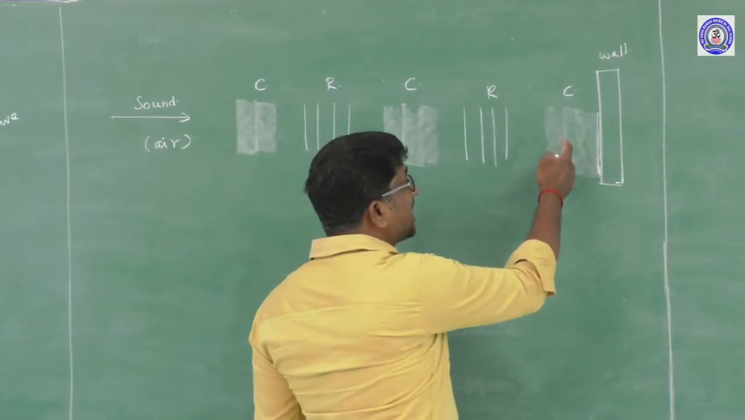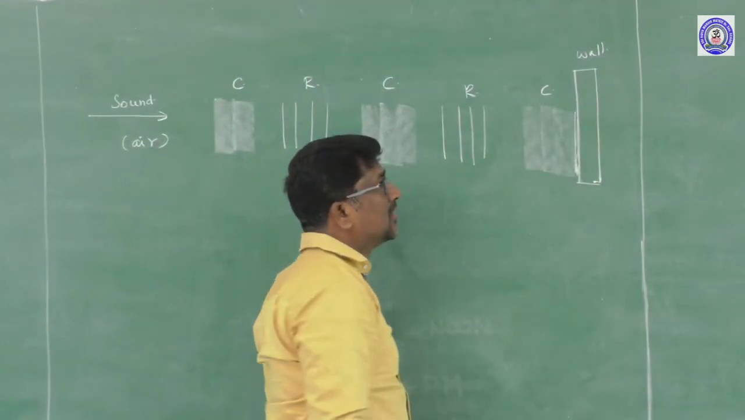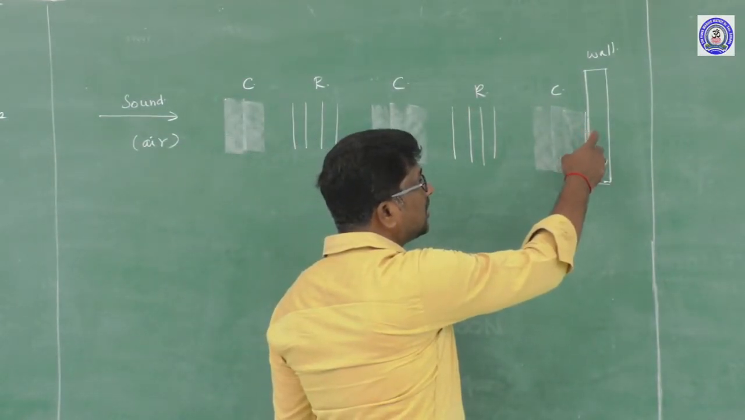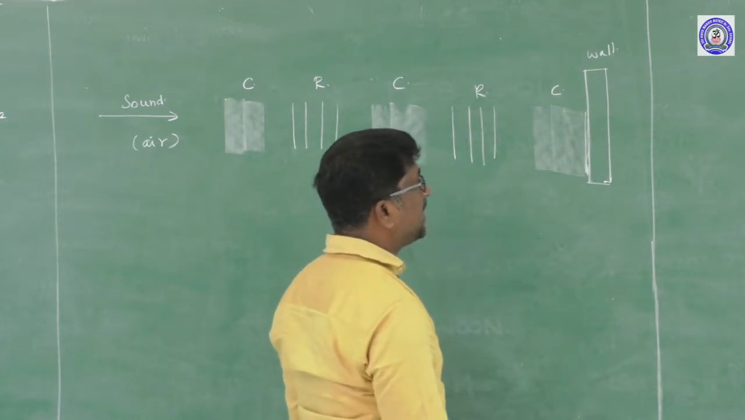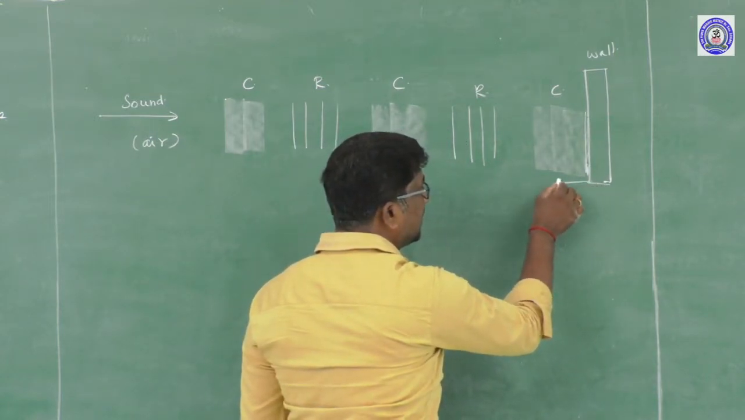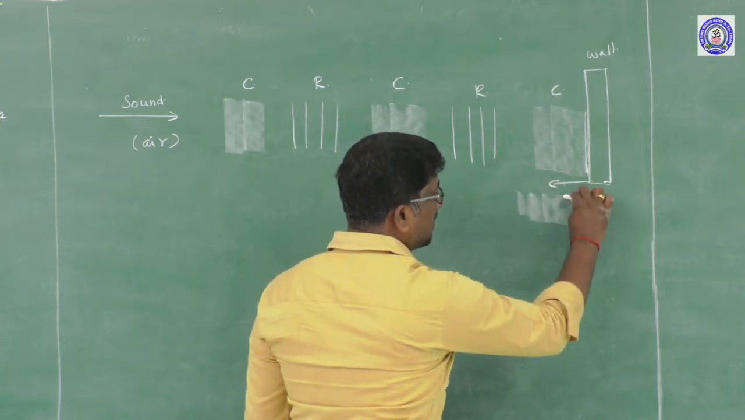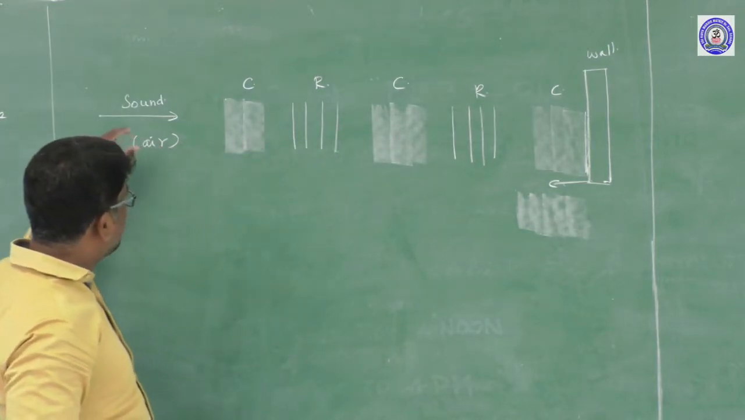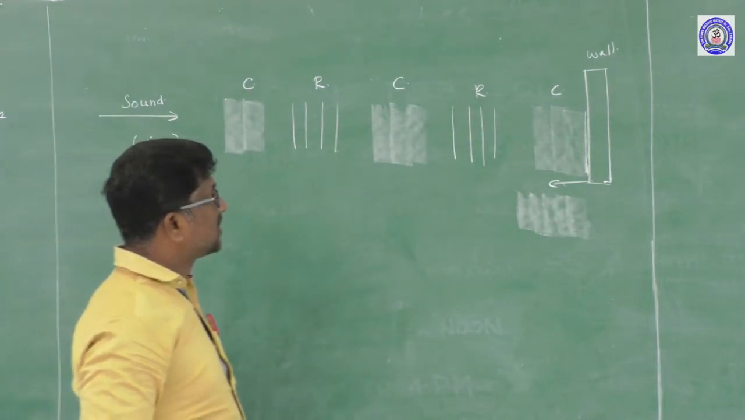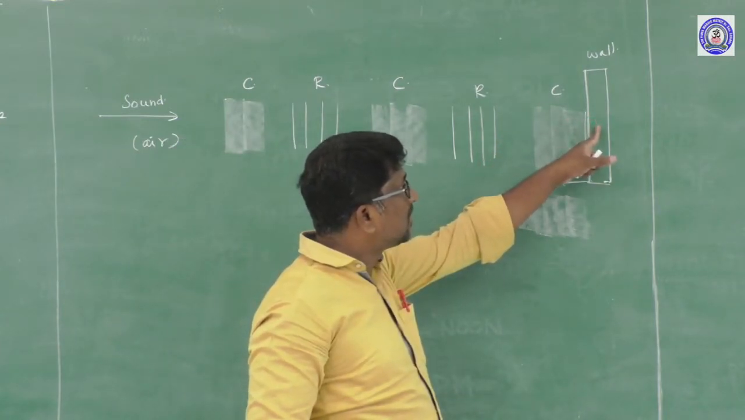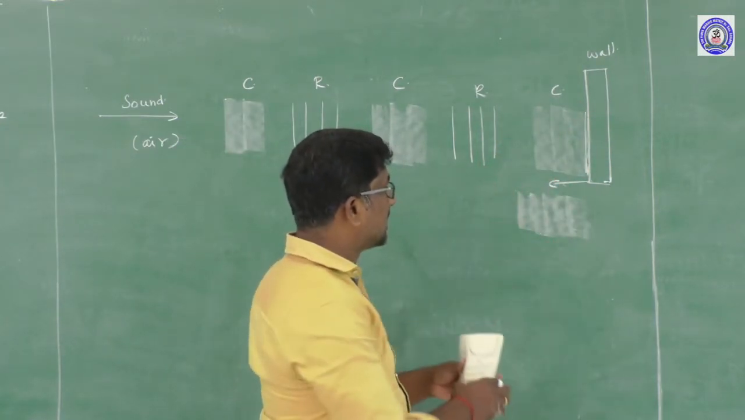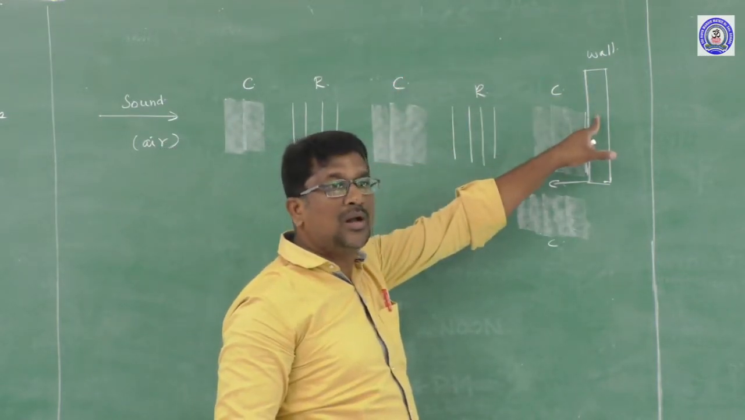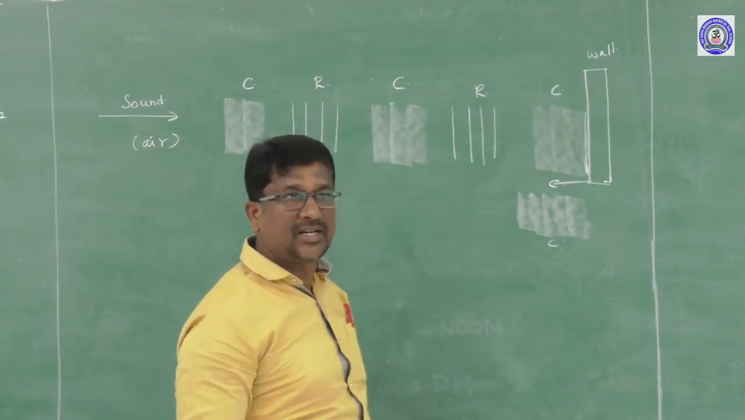Here the compression of the sound wave is incident on the boundary of the denser medium. If the compression is incident on the outer boundary of the denser medium, it is reflected as a compression. When the sound wave travels in air medium in the form of compressions and rarefactions, if the compressed region is incident on the denser medium, it is reflected as a compression. Suppose the rarefaction is incident on the wall, it is reflected as a rarefaction.